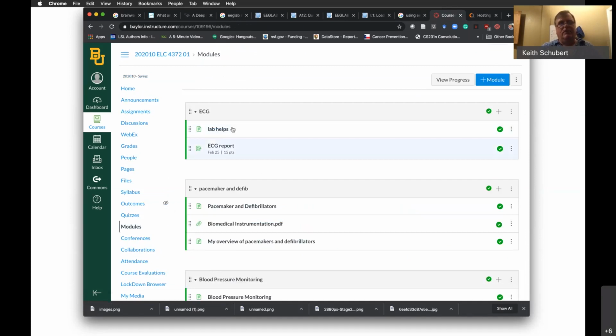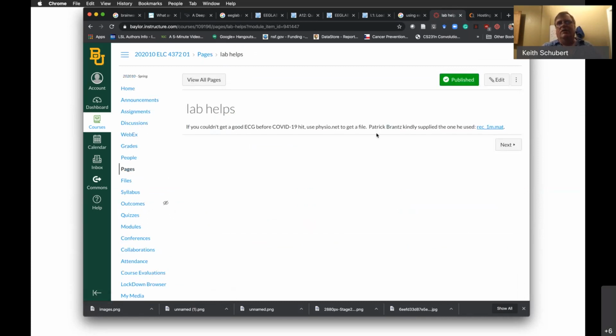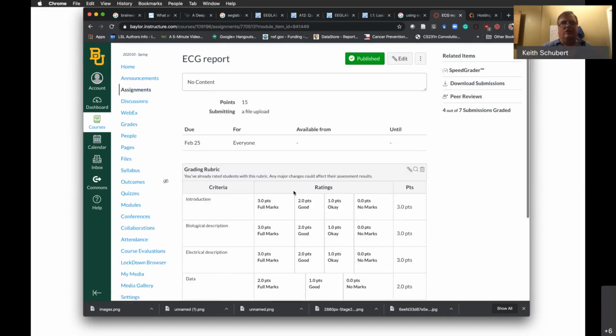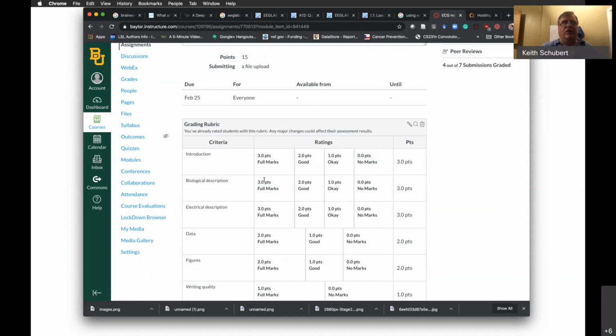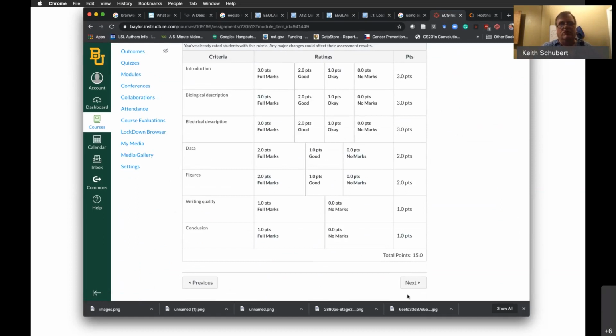So, ECG, and all of these take you to wherever. Inside here, if I went to ECG, this was a MATLAB file that Patrick Brands gave, which we had mentioned. Then I can click the next button, which goes to the next thing under this same area, and it gives you the upload for that and the basic grading rubric for it. So the modules kind of help.